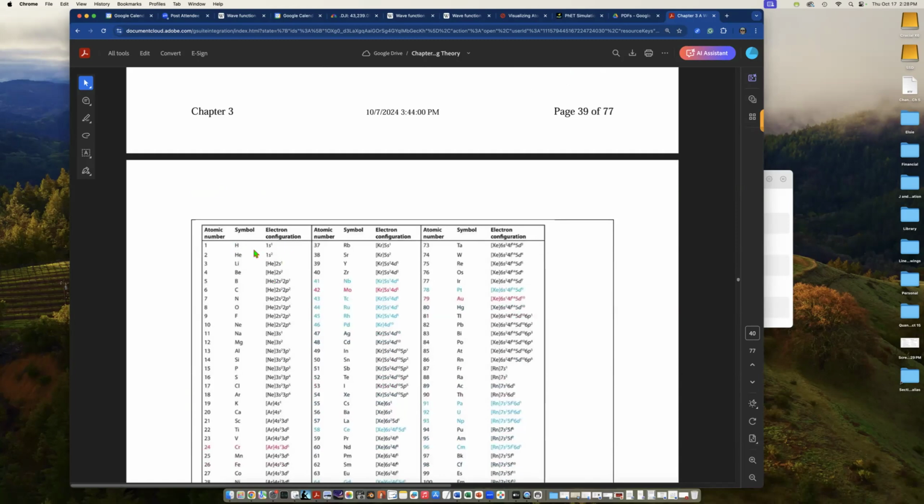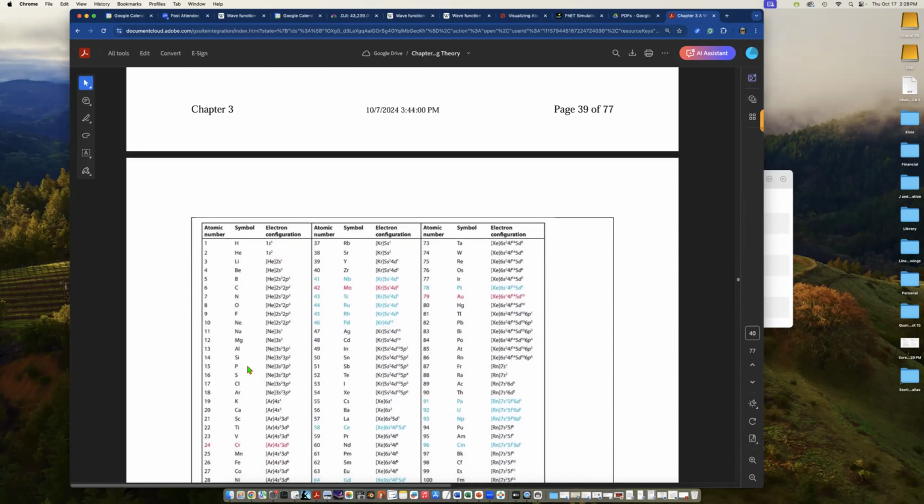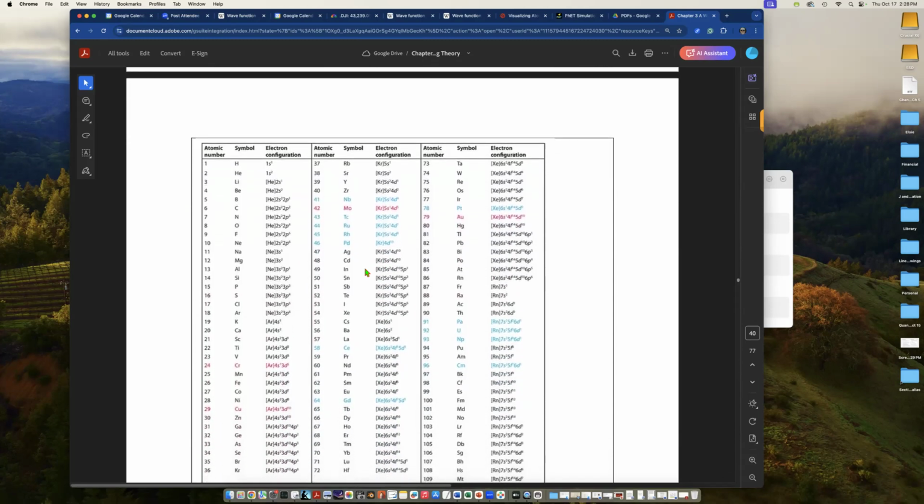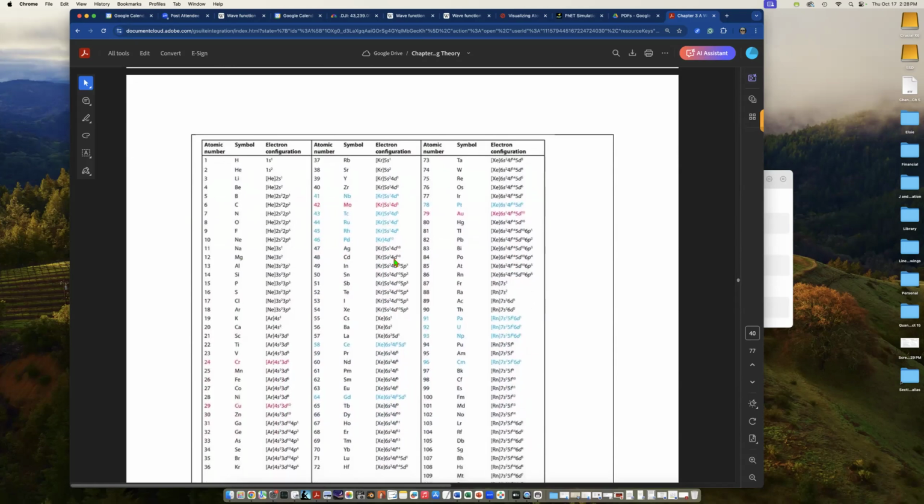So they have hydrogen, that's the ground state. There's helium, that little 1 right there turns into a 2. Lithium is helium plus more electrons. Beryllium is helium plus even more, and so forth. So this is the modern version of the periodic table of elements, and everything is accounted for.